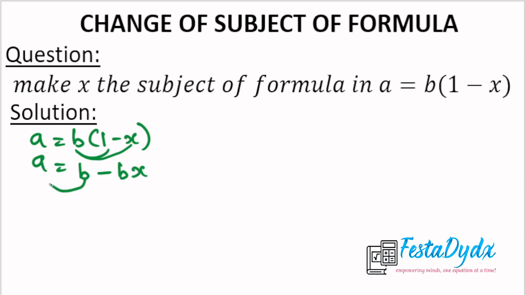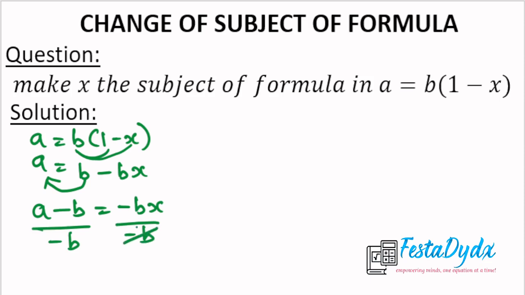So I'll take B to the left hand side, so we'll be left with minus BX. A minus B equal to minus BX. So divide through by minus B, divide through by minus B. Minus B cancels minus B, we are left with X. So I would love to put this at the left hand side. So X is equal to A minus B over minus B.